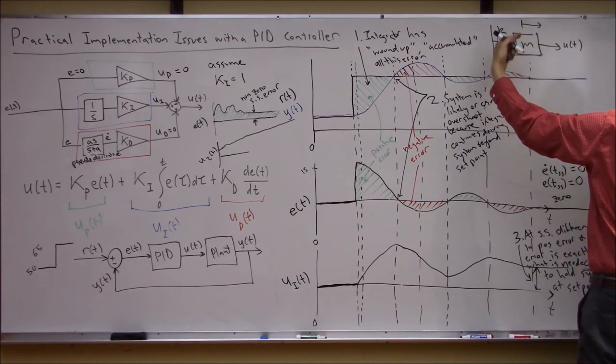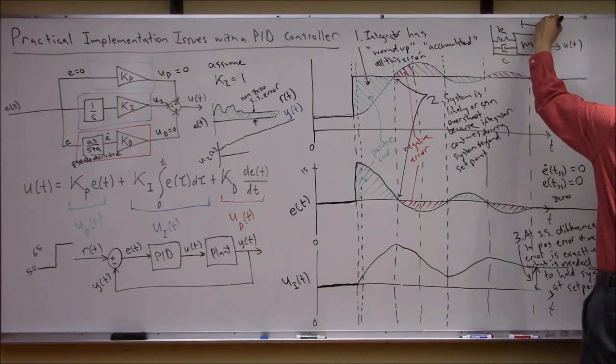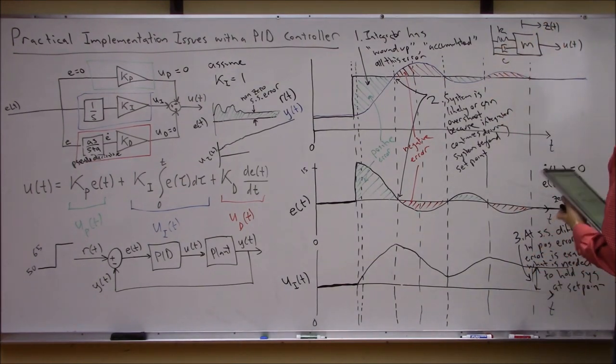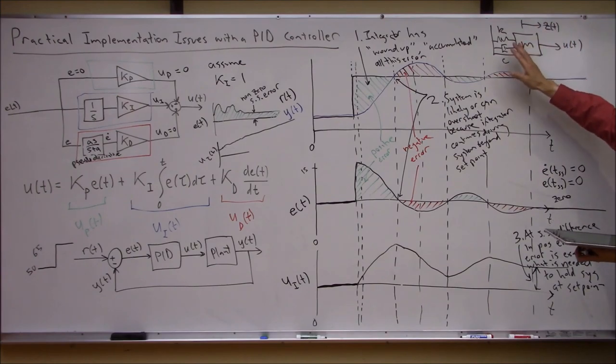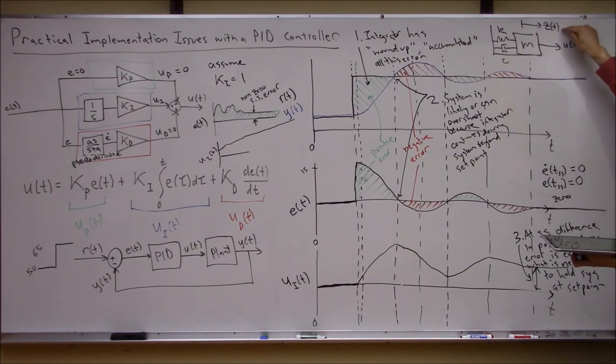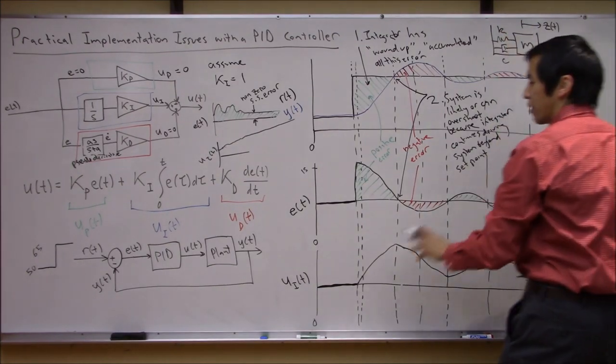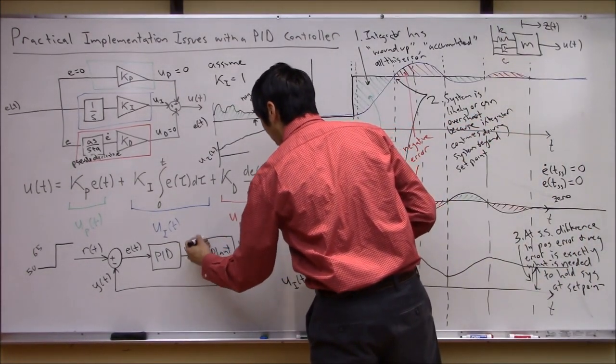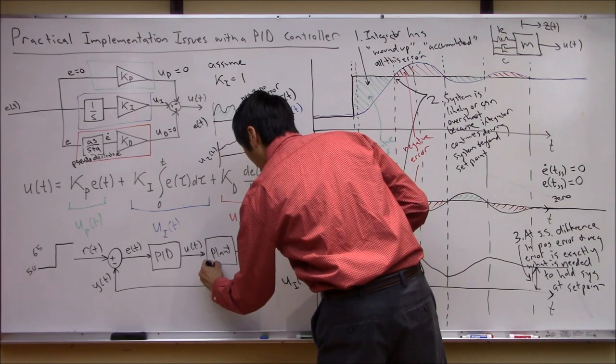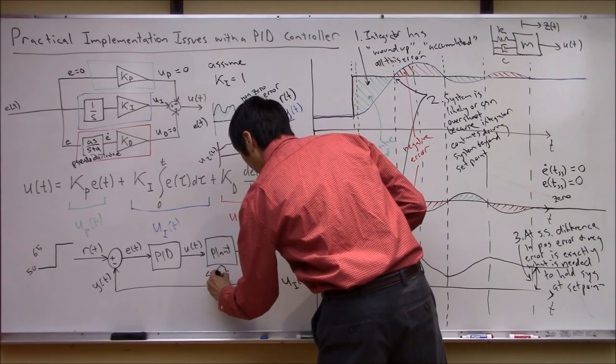So here, let's measure the horizontal distance as Z. You know, here's positive Z or something like that. So this is your plant model. And all I want to do is control the position Z using a PID controller. So this is the plant I want to examine right here, a spring mass damper, right?